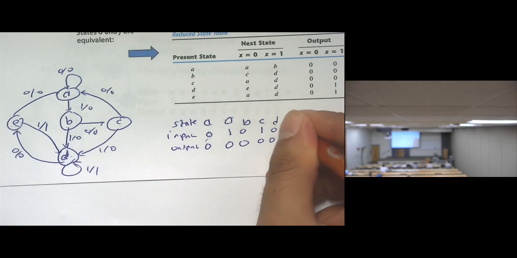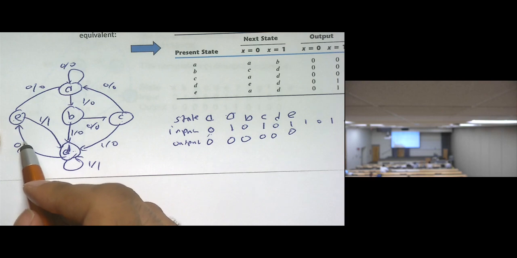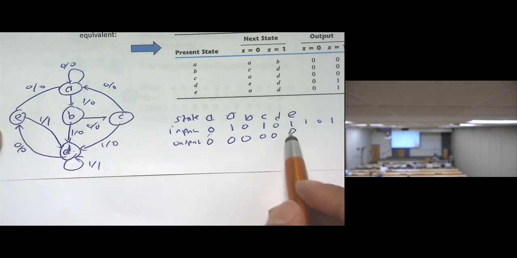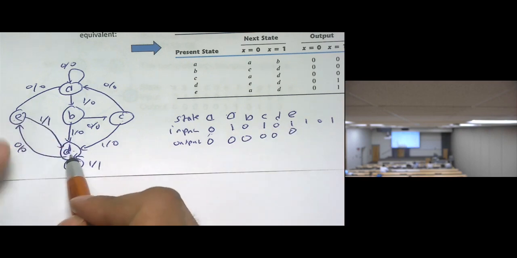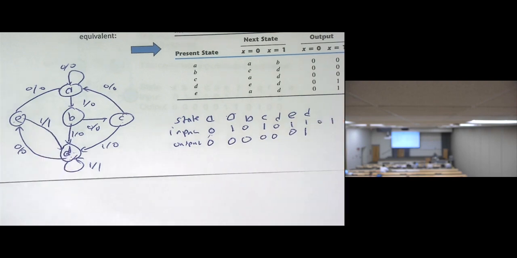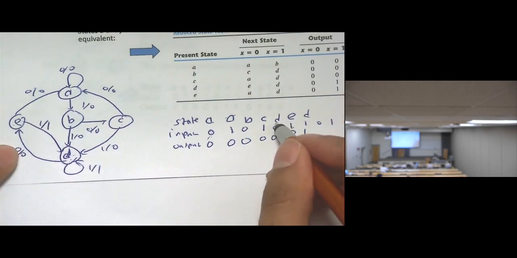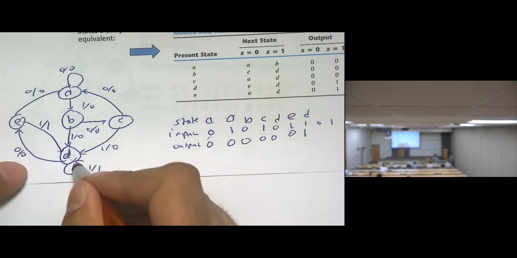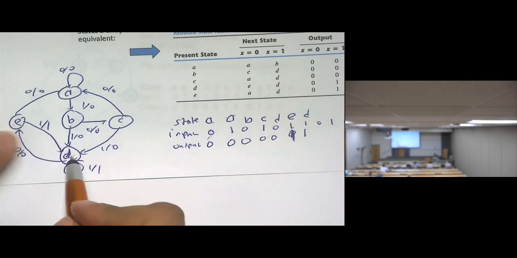Okay, now I'm at E, and the input is 1. Where should I go? D. The output is 1. I think here I want to make a correction. Let me go back. When I'm at D and the input is 0, I will go to E. Then the input here is 1, then the output should be 1, because 1 over 1 will go to D. Okay?